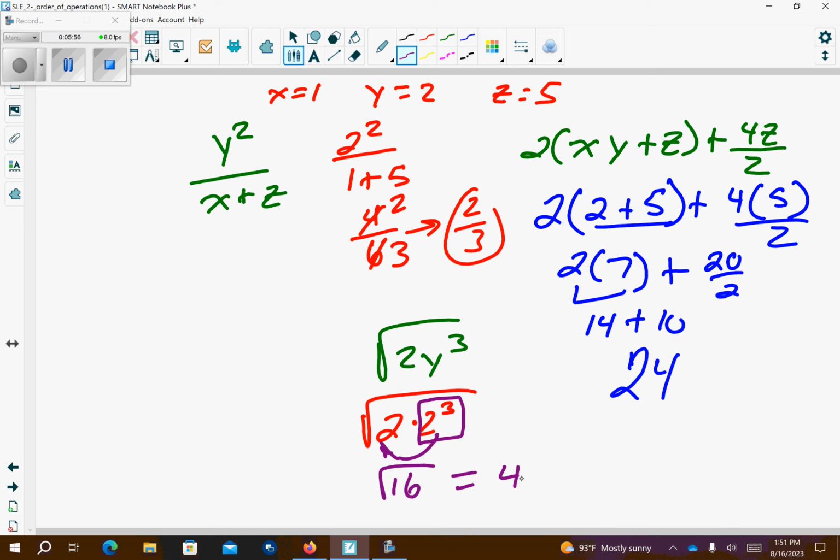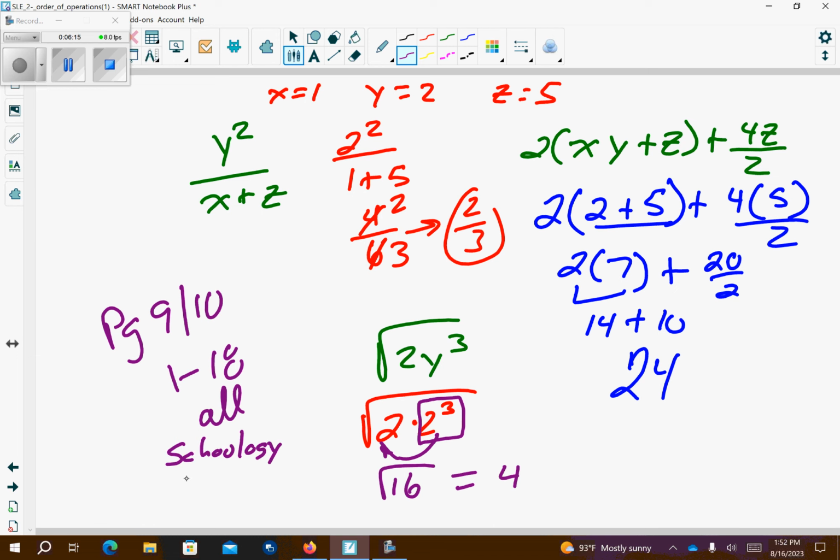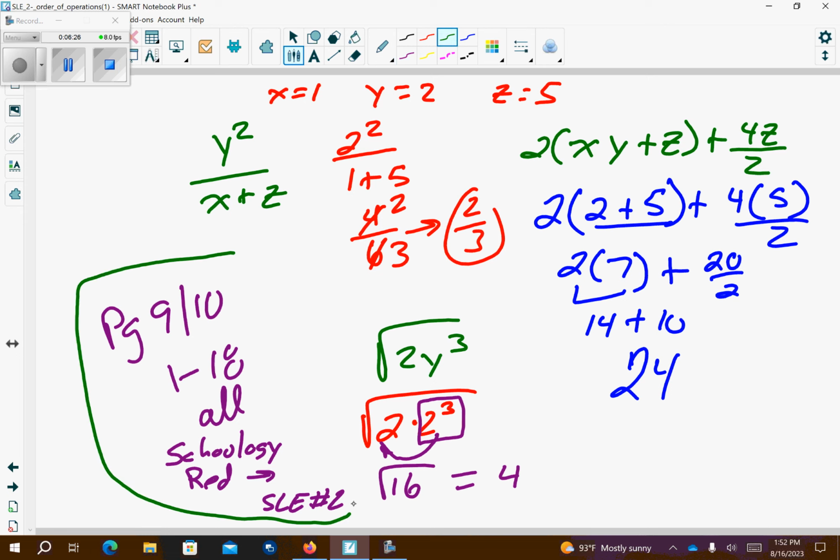For tonight, what I would like you to do, and you can work on it for the rest of the period, is pages 9 and 10, and I would like you to do 1 through 18, all of them. A reminder on Schoology, if you need some help, go into the red folder and look at SLE number 2, and it'll work out all of the odd problems for you, which is a good helper.